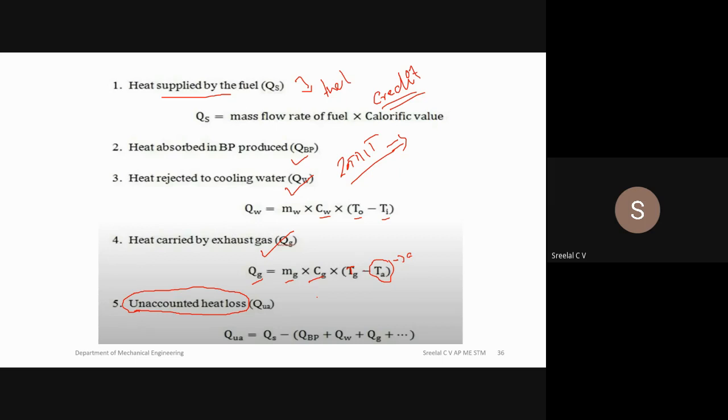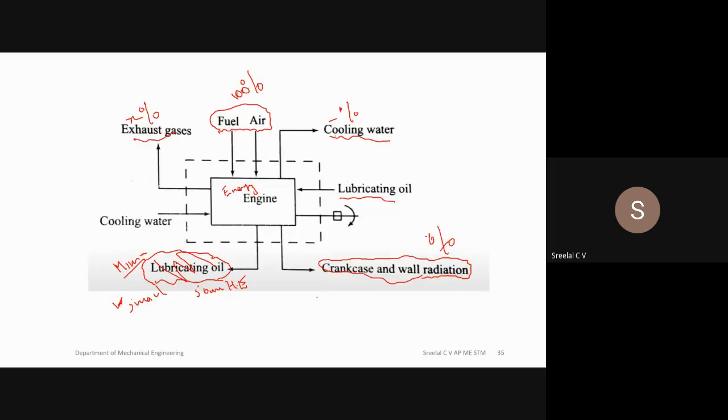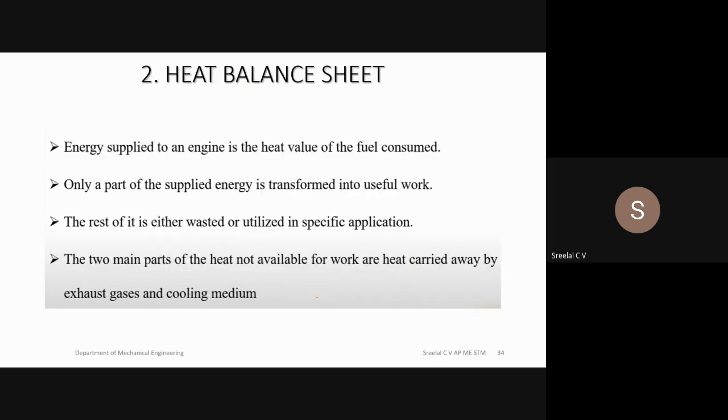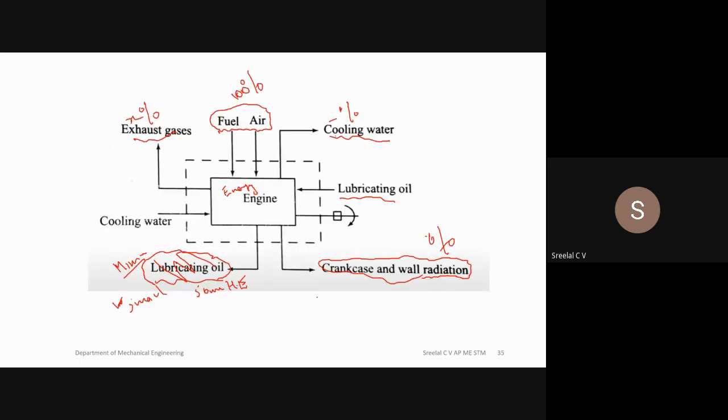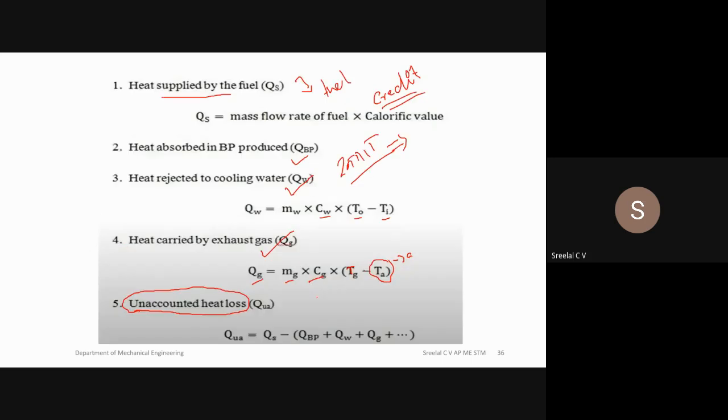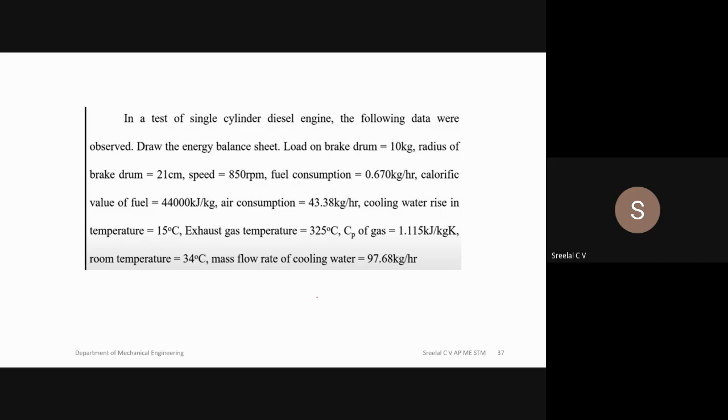This is the procedure, if you are asked to write it, and I think you already know this. This is the simple method for understanding the losses and the consumption of heat energy of a particular engine. This is the question; we can discuss it after discussing the retardation test.